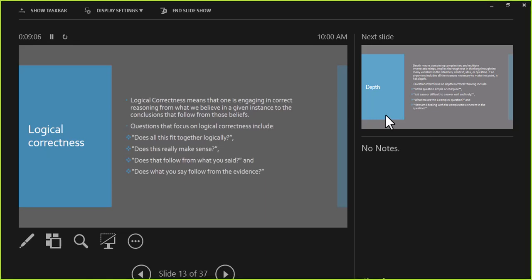The questions that focus on logical correctness include, does all this fit together? And does this really make sense, the combination between our thoughts? It can be the premise and the conclusion, or the premises with themselves. Does that follow from what I've said? And does what you say follow from the evidence? It's simply the logical relationship between the premise and the conclusion, as well as between the premises themselves. Is there a logical relationship? And then, does that logical relationship make sense?